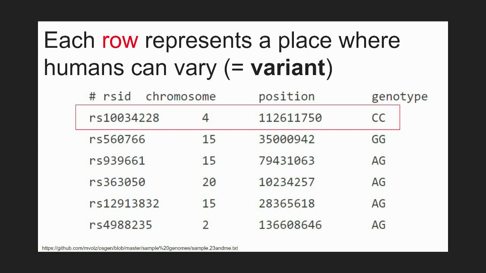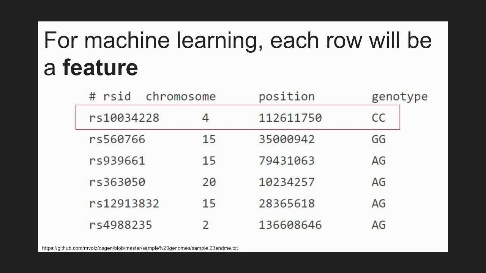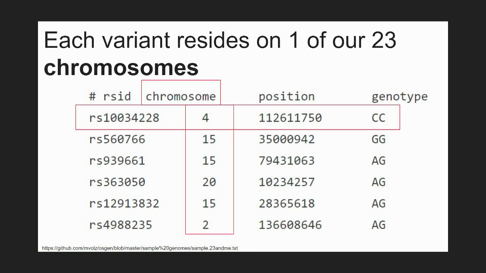So here is a single position in this person's genome. We would call this a feature, or we can turn this into a feature. We can turn this into information for machine learning. Each of these variants has to occur somewhere in a genome on a chromosome. So these chromosomes are listed there.